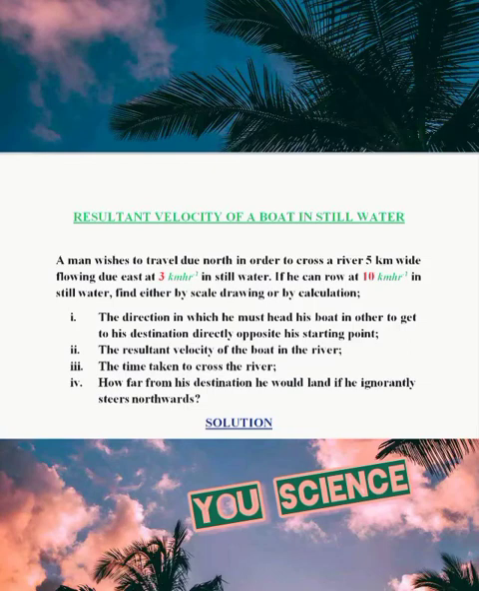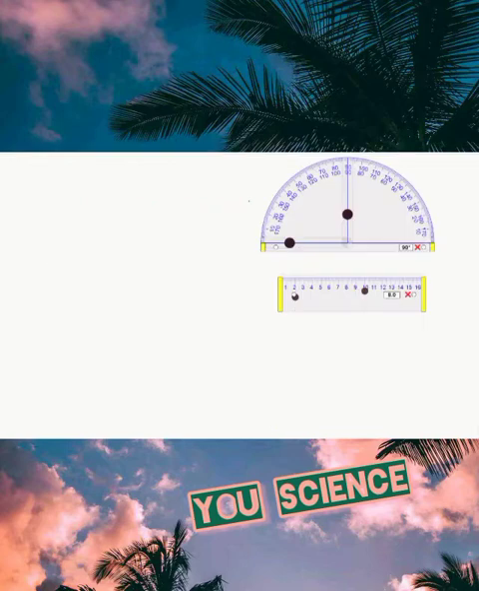Okay, this is part 2 of this video, where we shall be using scale drawing to find the direction and the resultant of the boat in the river. These are the materials we will be needing for this class: a protractor and a ruler. A ruler will be used to draw straight lines and take length, while the protractor is used to measure the angles.